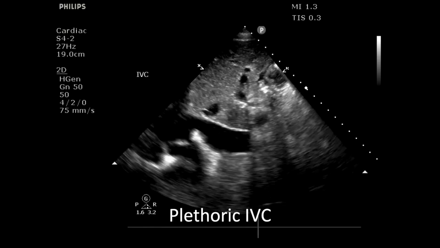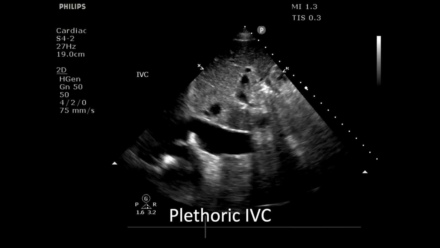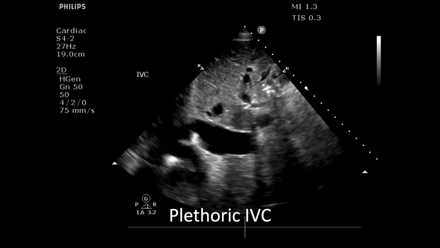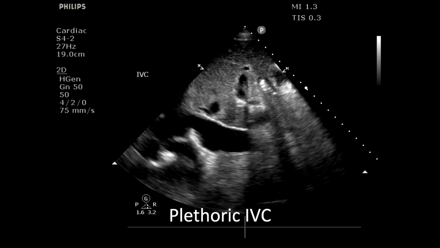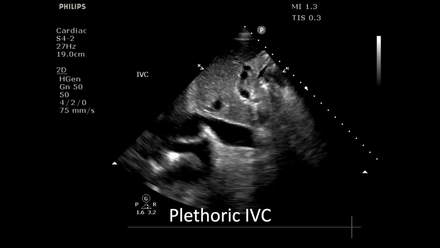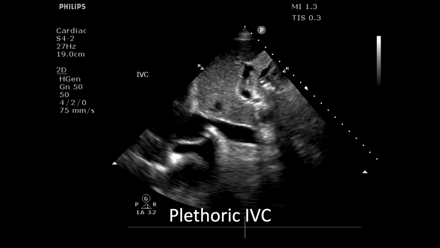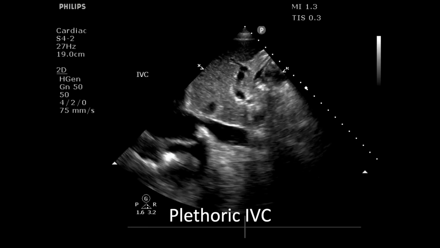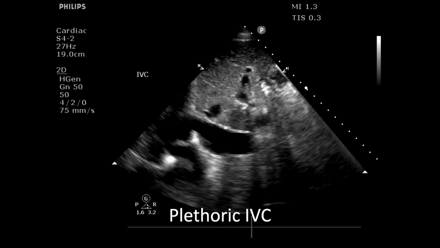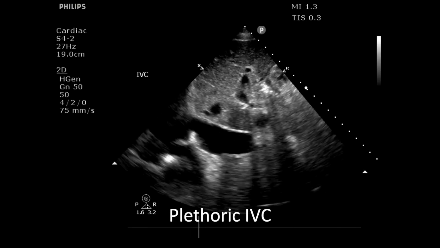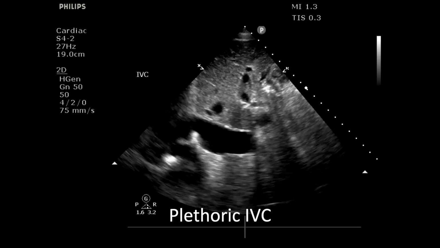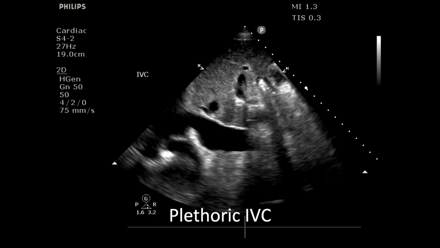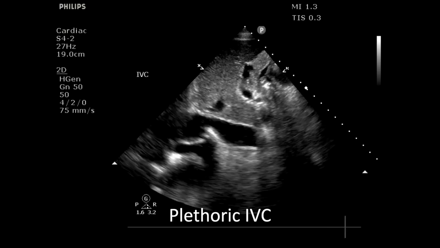So when you store blood, it's stored on the venous side, right? And if you can't get blood to the heart, it's going to back up and distend the venous side, that IVC. And so that IVC will be plethoric. And I think it's safe to say that if the IVC is flat and collapsible, it's not storing the blood, it's not distended, and so tamponade's less likely your issue. But when you do see tamponade, you're going to start seeing this plethora of the IVC.